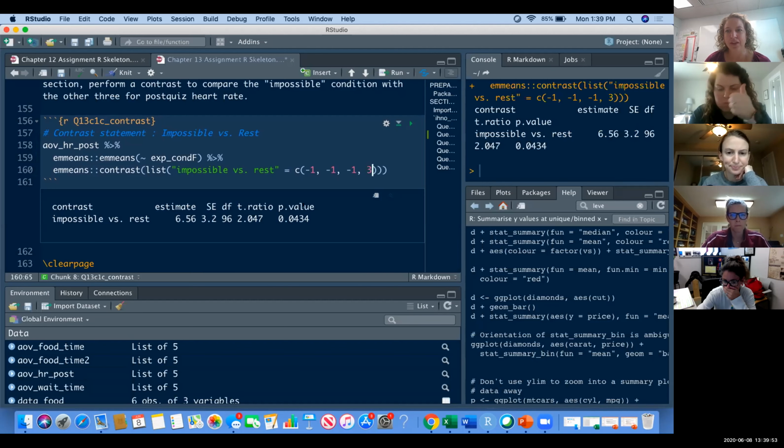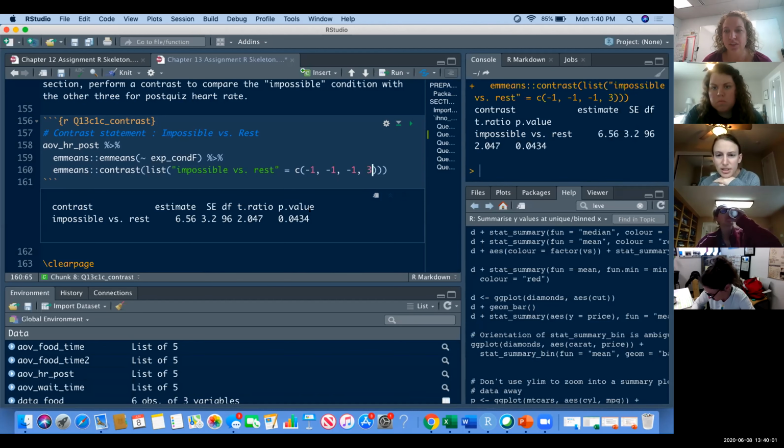Okay. Awesome. You could have +1, +1, +1. Then you'd need a -3. So what is the label, impossible versus rest? That's just a label for me to know? Text that you have entered to remind yourself what it is.